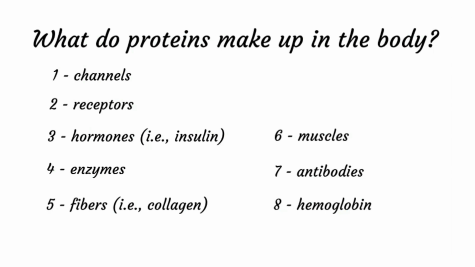Enzymes are made of proteins. Fibers within the body too. Collagen is the most ubiquitous protein within the body, and it helps with structural integrity of the body. Muscles are composed of protein. Antibodies, part of our immune system, are composed of proteins. And hemoglobin, which is a protein within our red blood cells that oxygen binds to, and to a lesser degree, carbon dioxide binds to, for transport throughout the body.